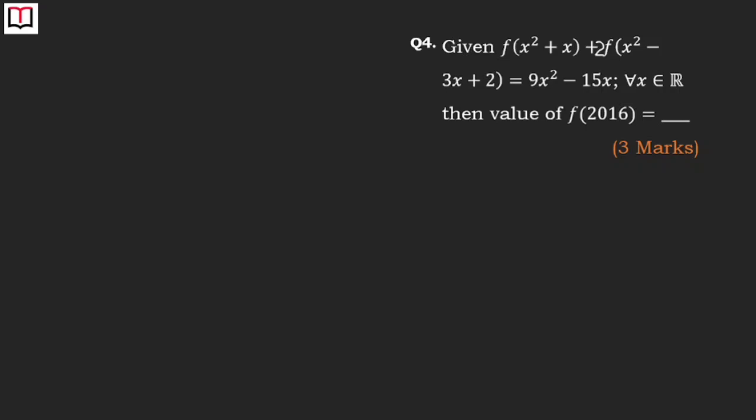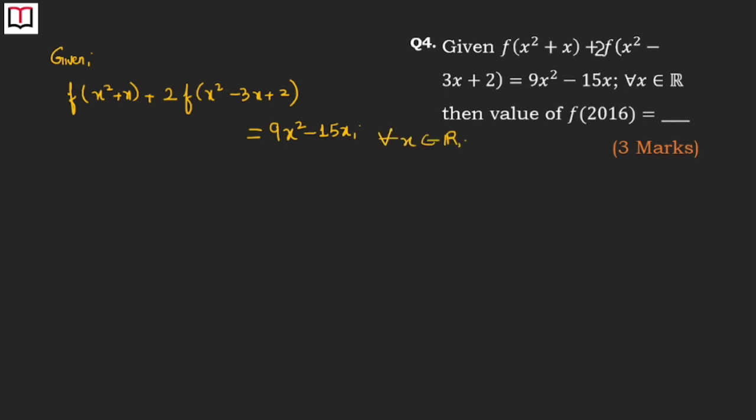Students, here we are with our fourth question. We are given in the statement a functional relation: f of (x square plus x plus 2) times f of (x square minus 3x plus 2) is equal to 9x square minus 15x, and this relation holds for all x belonging to R. Now there can be two ways of approaching it.